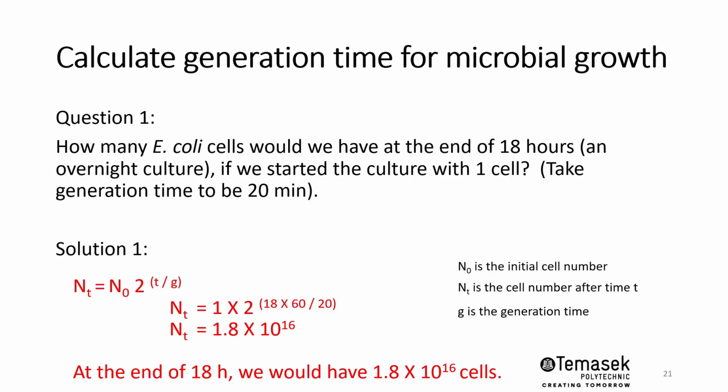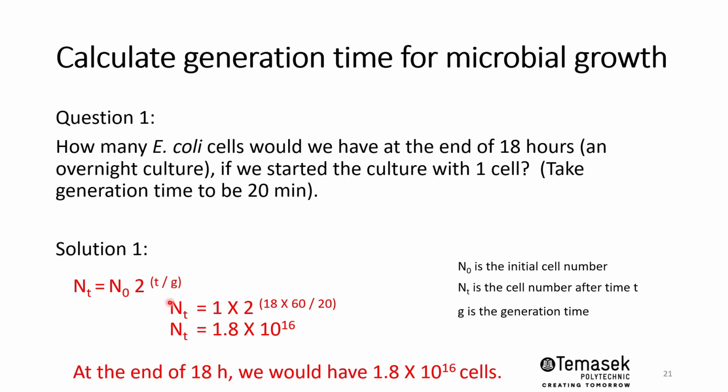Okay, so let me give you the solution to this. Here we are asking how many E. coli cells will we have at the end of 18 hours if we start the culture with one cell, taking the generation time to be 20 minutes. So if you were to use the formula that we talked about earlier, NT equals N naught times 2 to the power of n, where n equals t divided by g.